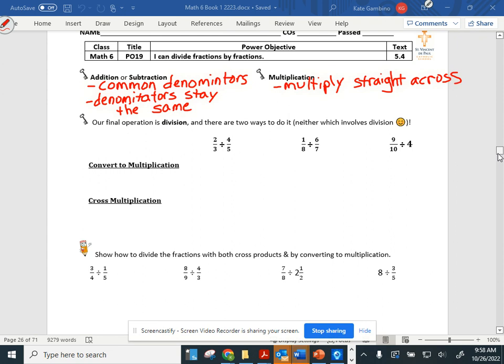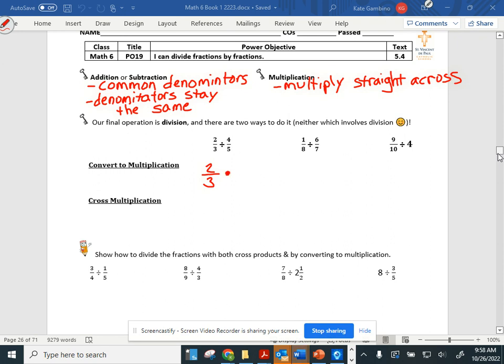So our final operation is division. And there are two ways to do it, neither of which involves division. So we're dividing, but we're not actually going to be dividing. Oh, crazy. So let's look at the way we're going to do this. One way is to convert it to multiplication. This is the way I always learned how to do it. This is the way my brain just automatically goes. Our first fraction stays the same. Then we're going to flip dividing to multiplying.